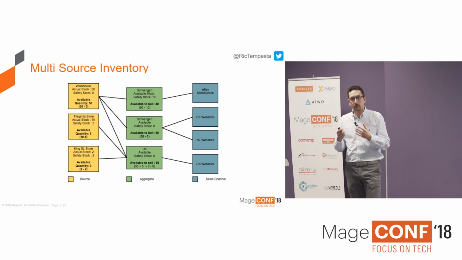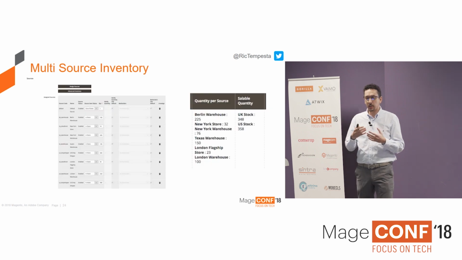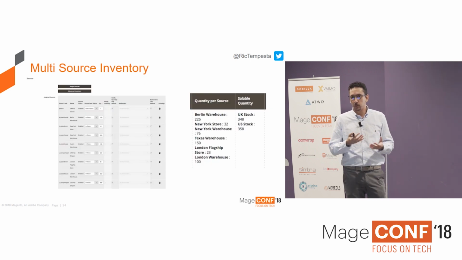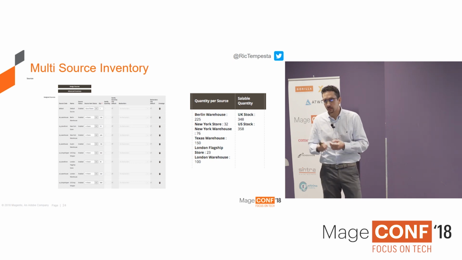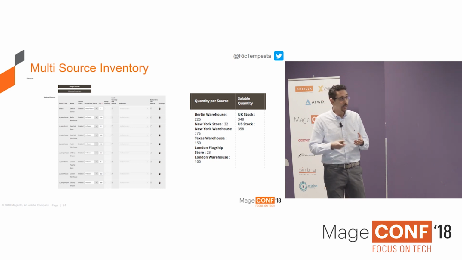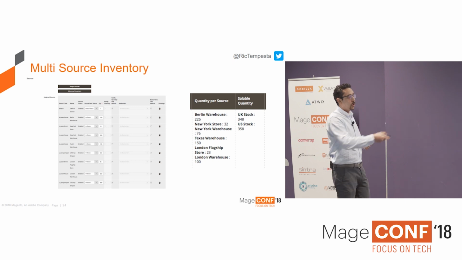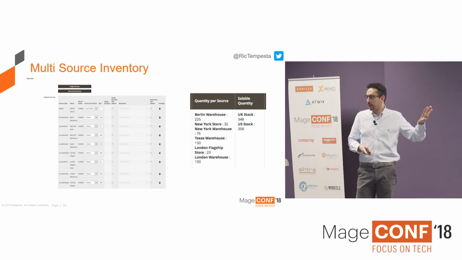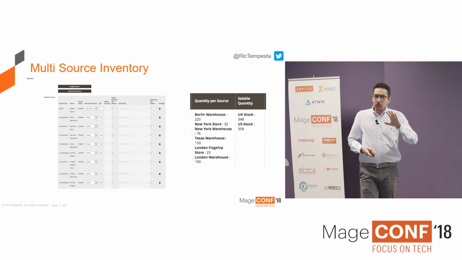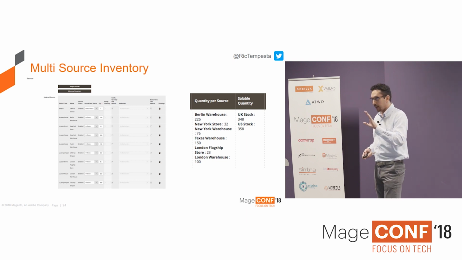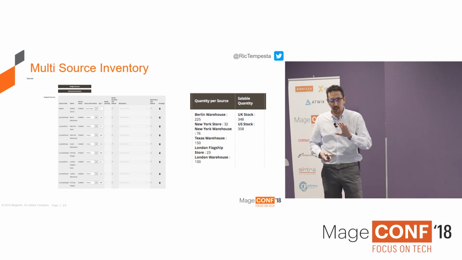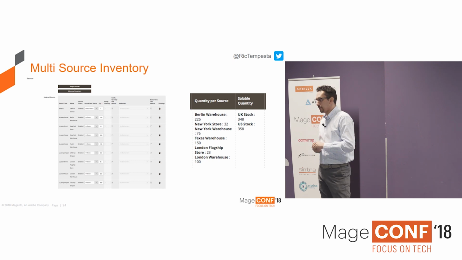And everything is computed under the hood. So from the merchant perspective, it's very simple because you just input all the quantities you have in every single source of this product, and all the availability and quantity is computed under the hood. I'm using quantity and availability. In Magento 1, they were almost the same. We'll see how actually MSI changed the game in this case.